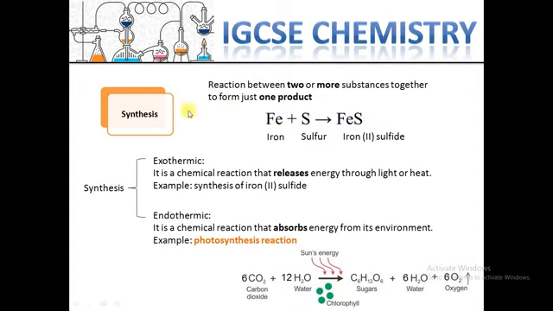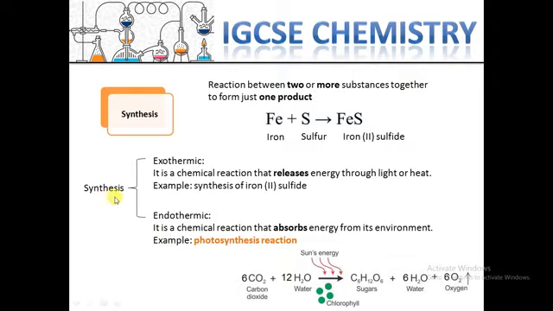I start with synthesis, a reaction between two or more substances together to form just one product. For example, if you want to synthesize iron sulfide, you need to combine iron and sulfur together, right? So you have two or more reactants to combine or mix together to create a new substance, which is its product.